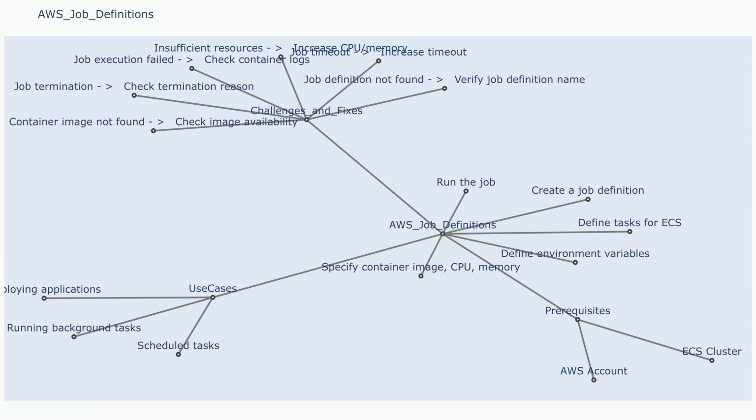Job execution failed. Check container logs. Examine the logs from the failed container to identify the root cause of the failure. This could include errors in your application code, dependency issues, or resource limitations.